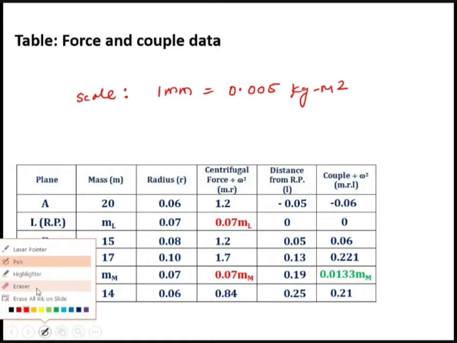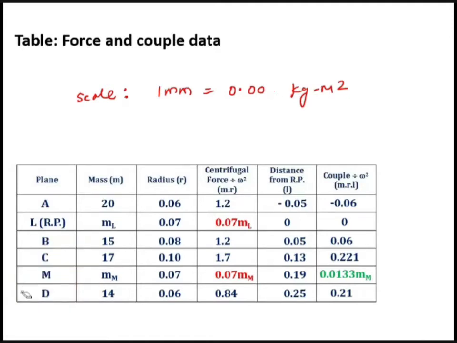Diagram should not be too large. And in this fashion you have to select the scale. So the diagram should be optimum. Okay. So for that I am taking the scale as 0.05 mm.